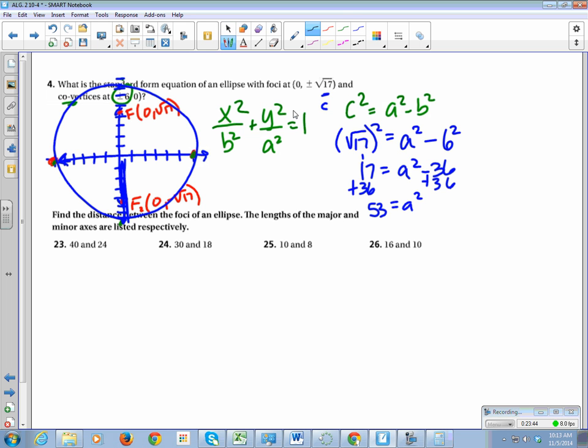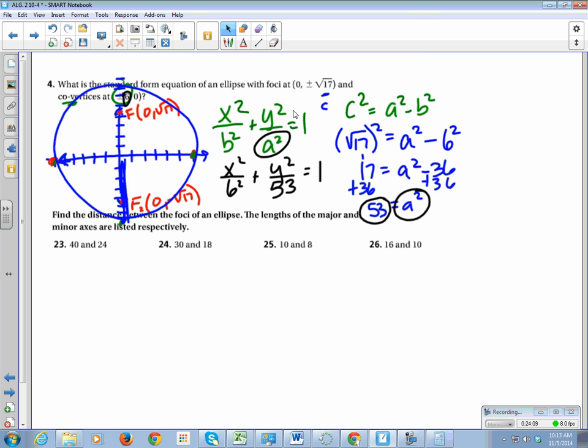So now I'm just plugging in x squared over, my b value is 6. And instead of putting square root of 53 and then squaring it, I'm just going to substitute a squared straight up here and put 53 in. So now, because I'm out of room, I'm going to replace this 6 squared with 36. And that's my answer.